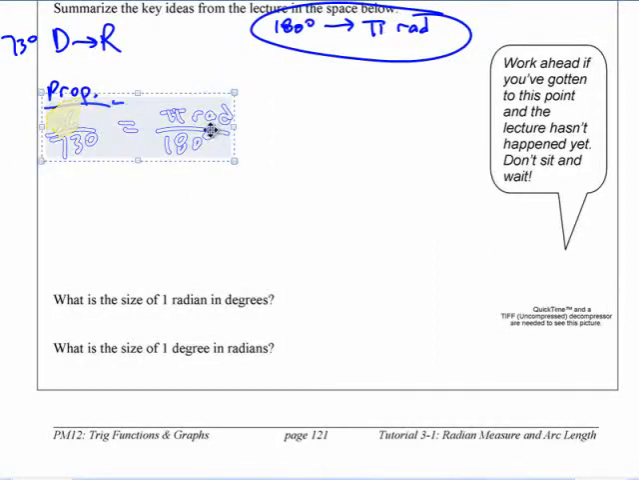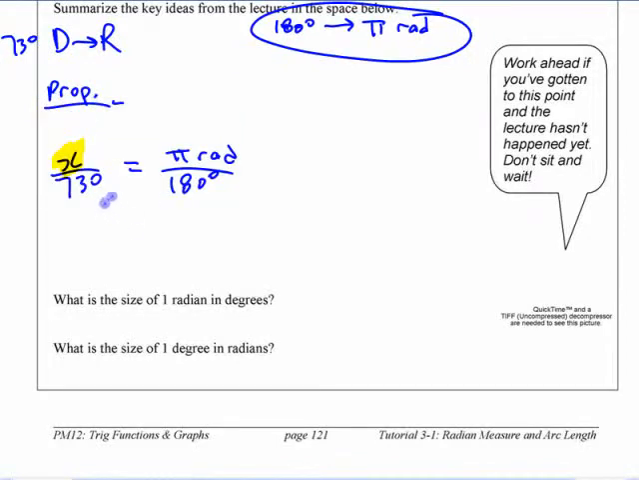Yeah, I mean, there's different ways. I would just do it by multiplying both sides by 73 and putting this up here, times 73 degrees there. Maybe you do it by cross-multiplying. It doesn't matter to me how you do it.